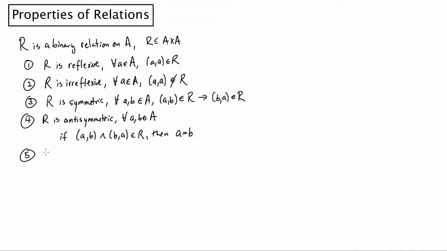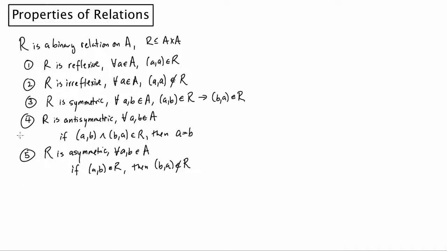All right. Fifth property is asymmetric. So we say R is asymmetric if for every a and b in A, we have the property that if (a,b), or a is related to b, then b is not related to a. In other words, the ordered pair (b,a) is not in R.